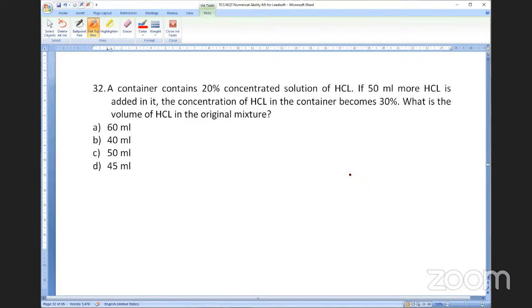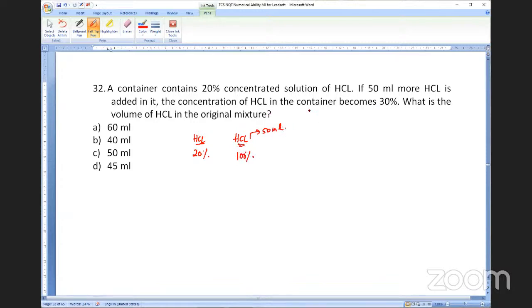Okay, this particular question is also in the line of the previous question we have done. We'll try to solve it straight away with the alligation process, butterfly diagram, rule number 6 from the jungle rule book, because it seems to be a fairly easier one to digest. A container contains 20% concentrated HCl. So we are talking about HCl. HCl in the old container was 20%. If 50 ml more HCl is added, that is 50 ml, and here the concentration of HCl in HCl only is 100%.